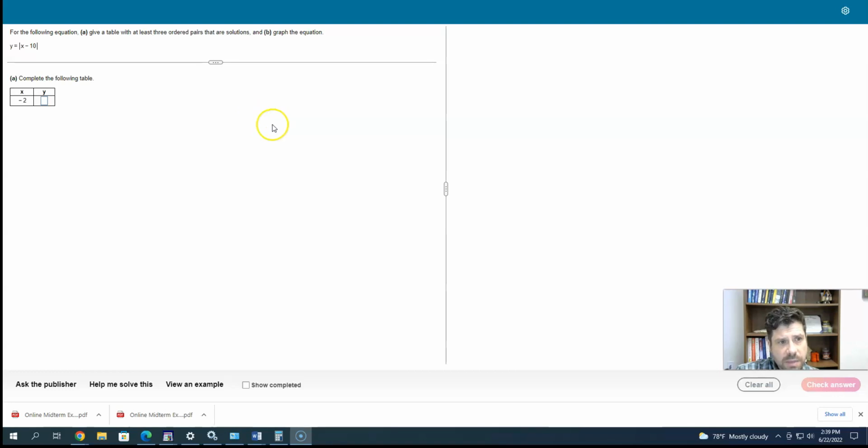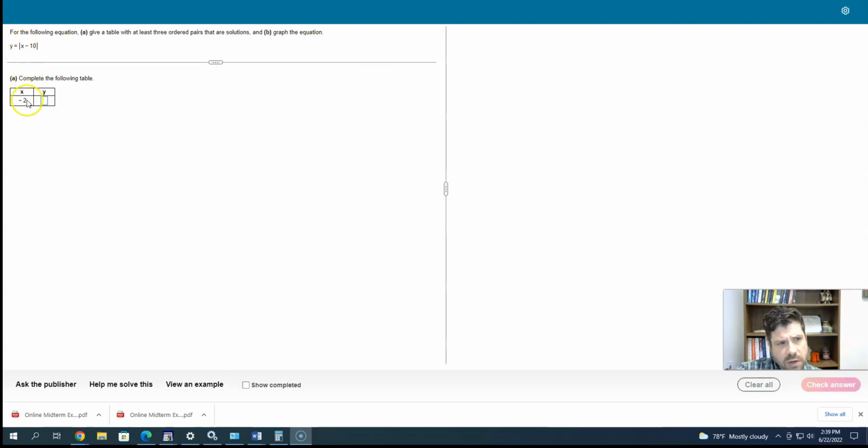I know you had asked about this question before, so I got a different one. It's just got different numbers, but I'm going to go through and show you how to correctly graph this absolute value. So we're going to begin by first filling in our table.